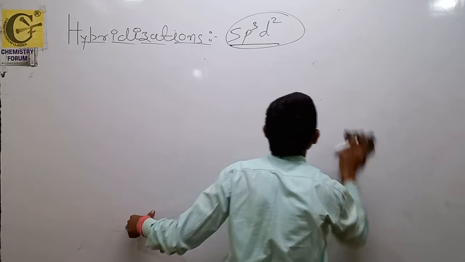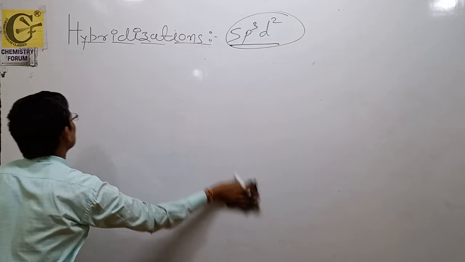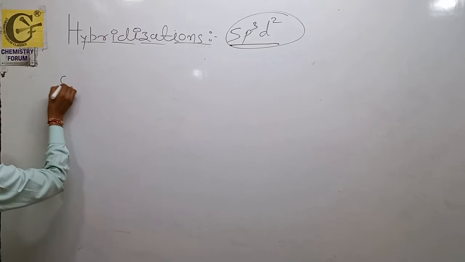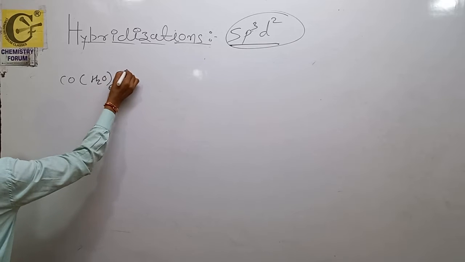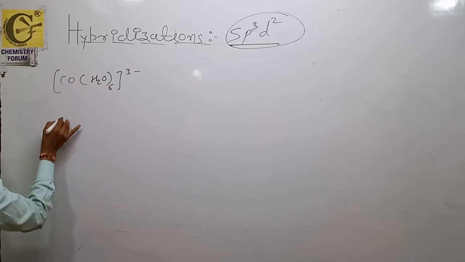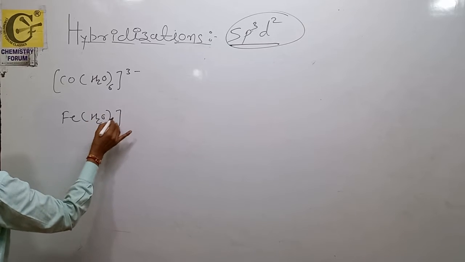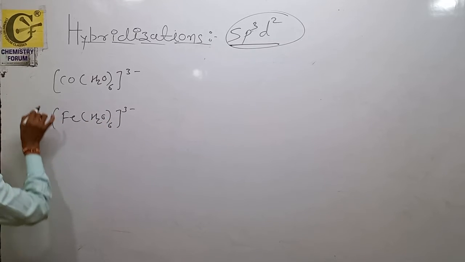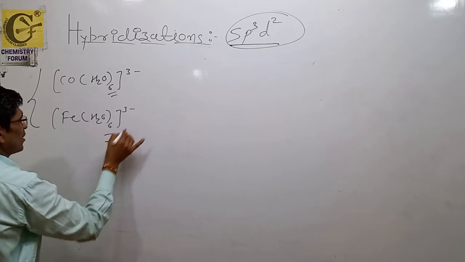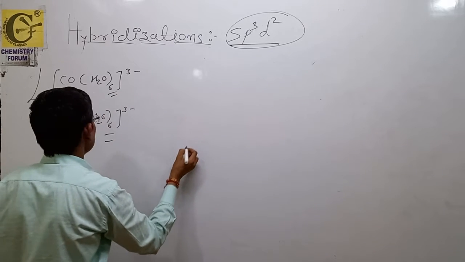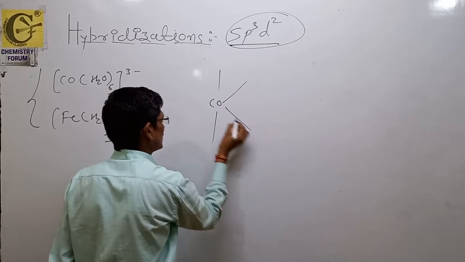that is Co(CN)6 in bracket, with 3 negative charges. We can take Co(H2O) taken 6 times, 3 negative here, as well as we can take Fe(H2O) taken 6 times. So both complexes have the same coordination number and same oxidation state. So we are having cobalt, that has 6 ligands.